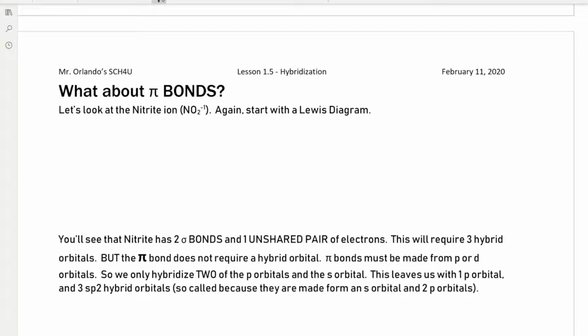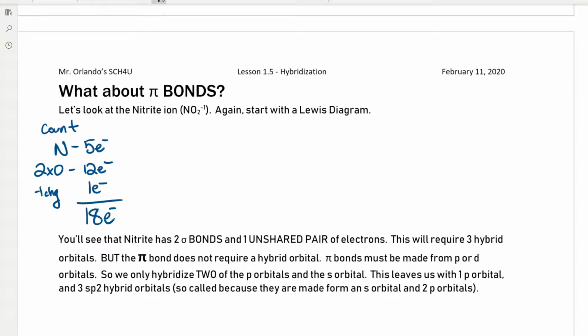So we're going to take a look at the nitrite ion, NO2 with a -1 charge. So again, we'll start with a Lewis diagram, pause this video, draw a Lewis diagram. Okay, I'll assume you've done that. Let's count. We've got nitrogen, which gives us 5 electrons. We've got 2 oxygens, which should give us 12 electrons. And we've got a -1 charge, which gives us 1 electron for a total of 18 electrons.